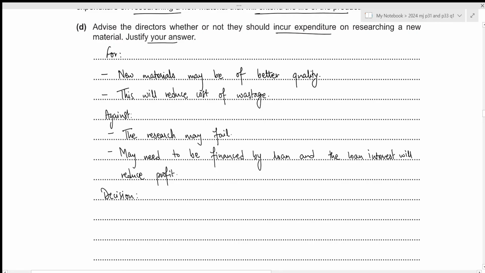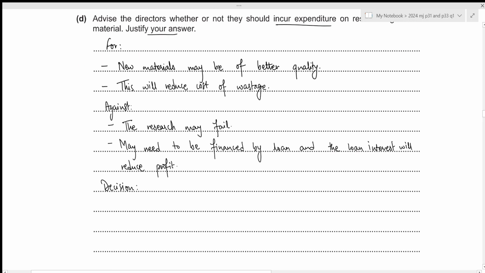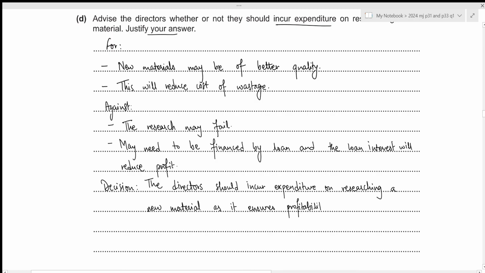Okay, now based on these factors, we need to make a final decision. So personally, I would advise the directors that they should incur this expenditure on researching a new material because it will ensure profitability in the long run. Let's write it down. The directors should incur expenditure on researching a new material as it ensures profitability in the long run.